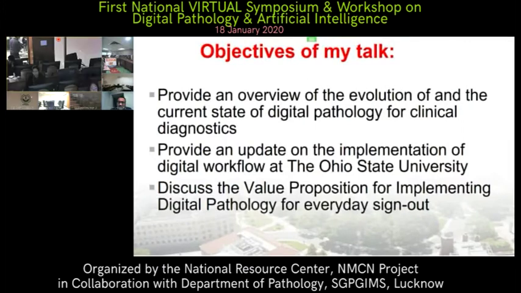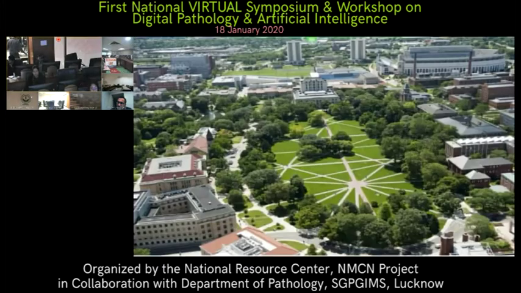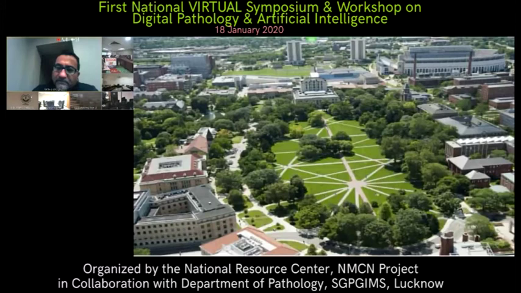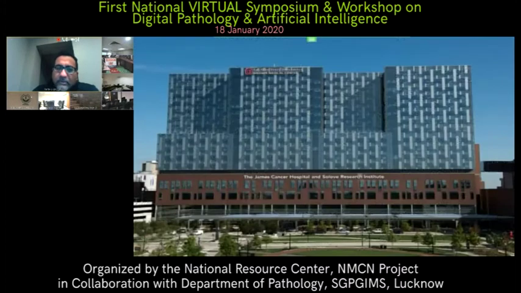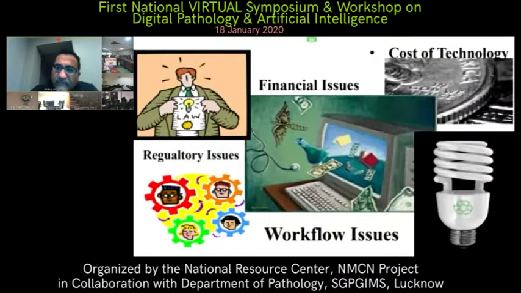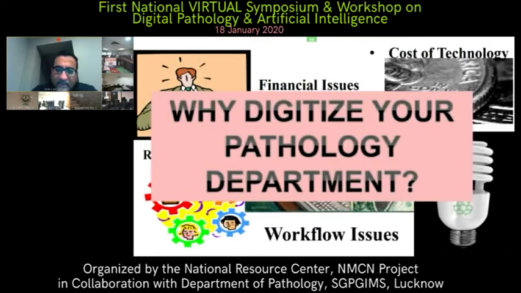So this is a picture of my campus where I work, Ohio State University in Columbus. This is the cancer center where I work. I'm going to talk about some of the regulatory issues, the financial issues, workflow issues, and the cost of technology. And the goal is, when we decided to digitize our department, why this was an advantageous step to take and what we have achieved so far.